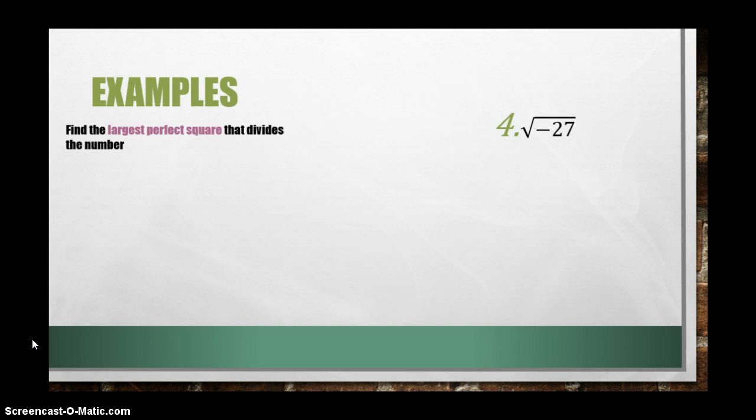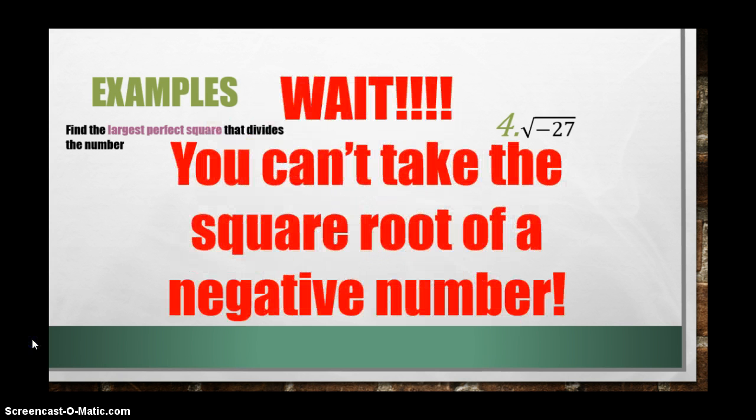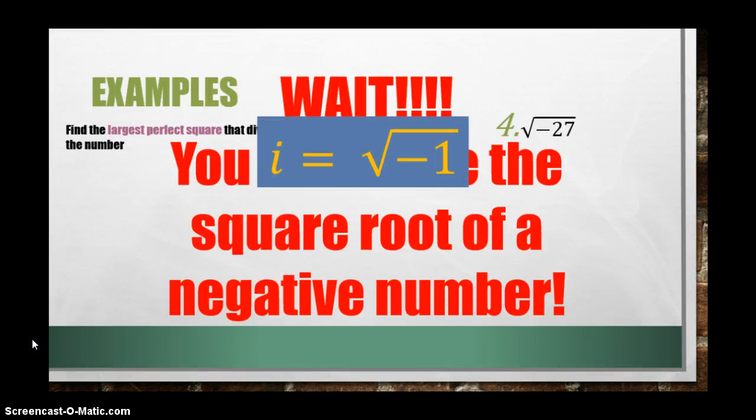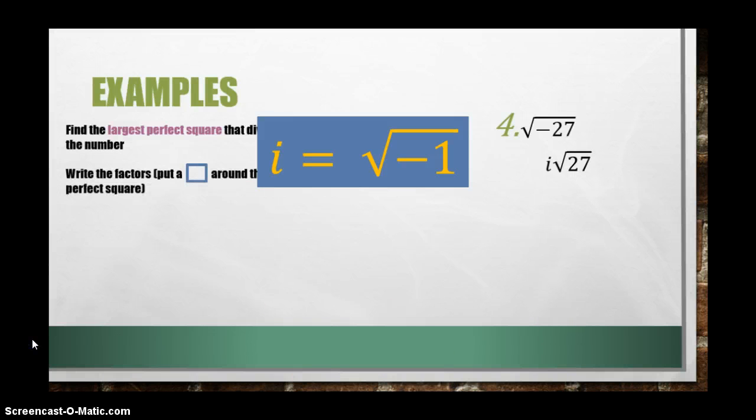Let's try the square root of negative 27. Wait, you can't take the square root of a negative number. So there's this nifty little thing called i. i represents the square root of negative 1. So what we do is we take that negative out of the square root by putting an i outside of the square root. So now it's going to look like i square root of 27. So that got rid of our negative by factoring out the negative 1.